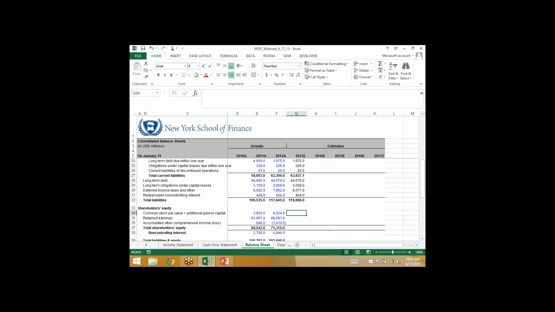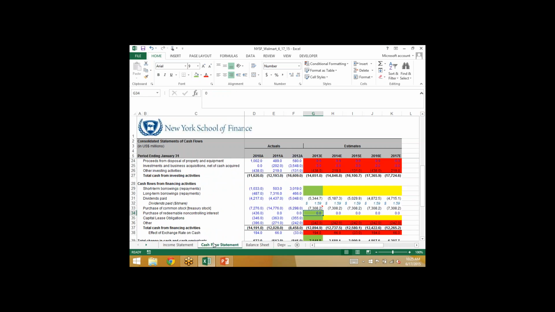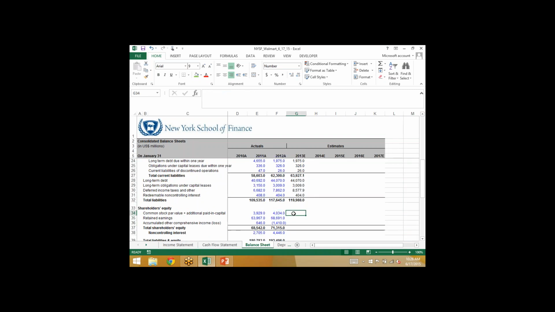Shareholders' equity, common stock. What do we do with common stock? Is there any line item in the cash flow statement related to common stock? First of all, common stock would be in which section of the cash flow statement? Financing. So there's this purchase of common stock, which is treasury stock. Most companies have a separate line item for treasury stock. If you were to buy back stock, it would never go in the common stock par value plus additional paid in capital line item. So that's separate. You wouldn't put that in here.